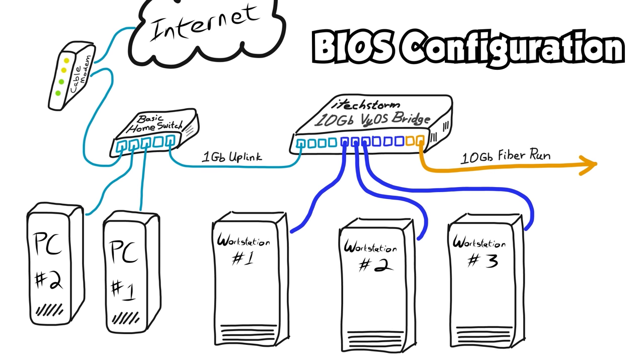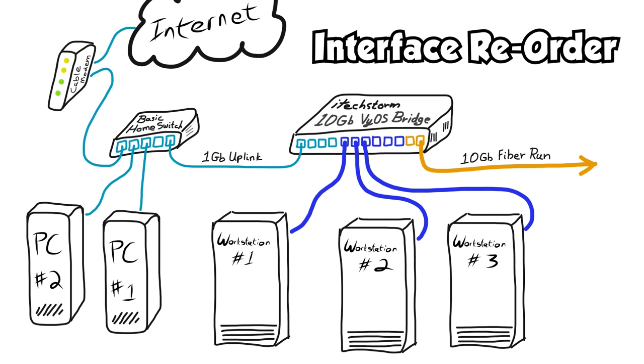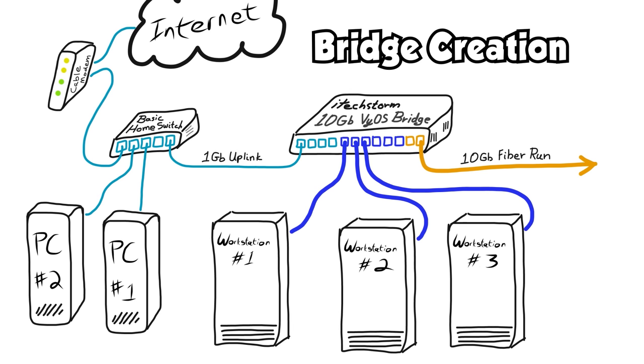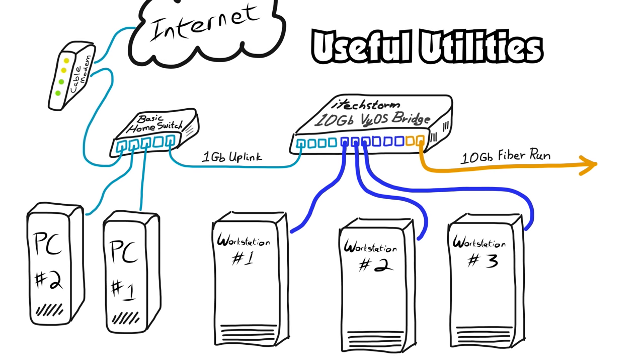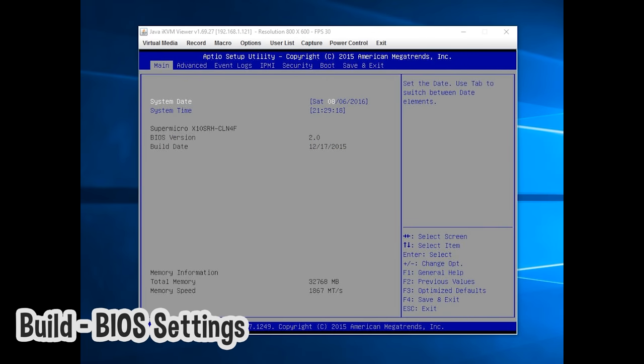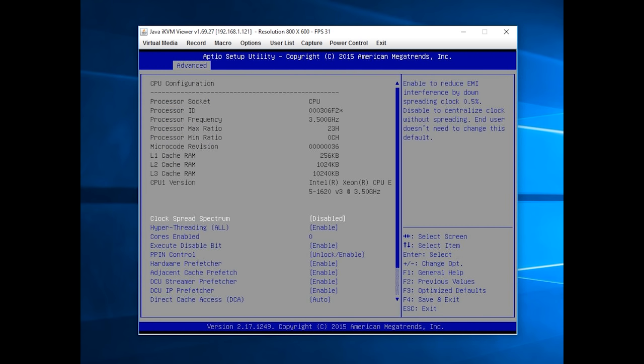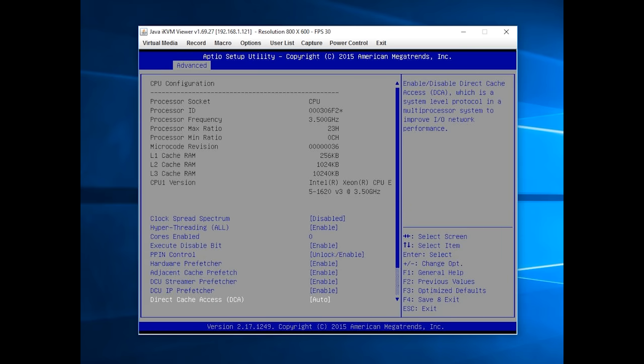Follow along as I narrate the BIOS configuration, VyOS install, basic setup, interface reorder, system setup, bridge creation, bandwidth testing, and useful utilities demo. First up, we're going to start by reviewing some important settings in the BIOS. Check your CPU section and enable Direct Cache Access, DCA.